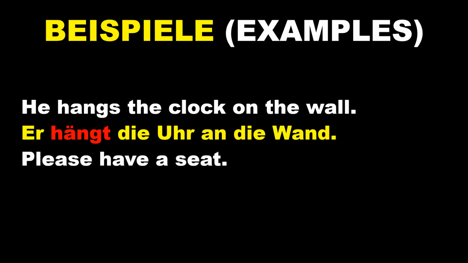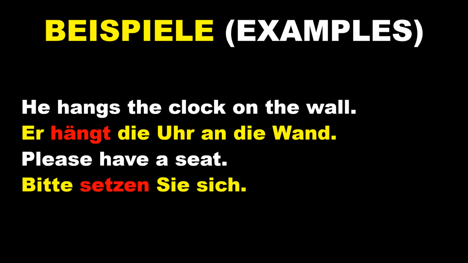Let's see one more example. Please have a seat. Bitte setzen Sie sich. It's kind of an imperative sentence. Please have a seat, or please sit down, like that. We can take the meanings. And in German, we will translate it like this. Bitte setzen Sie sich. This verb setzen is a reflexive verb here. Let's go ahead. Here you can see these two verbs we have used. Hängen und setzen.